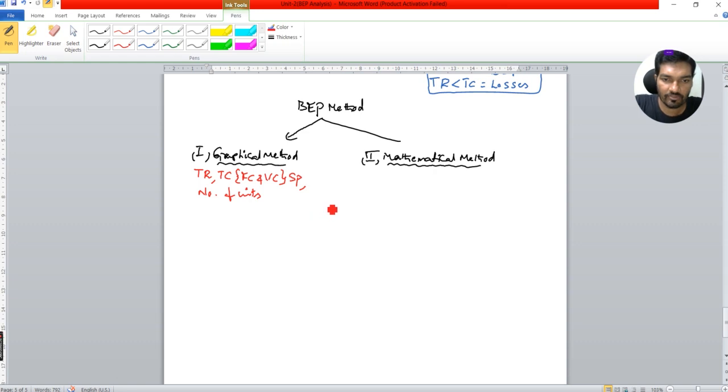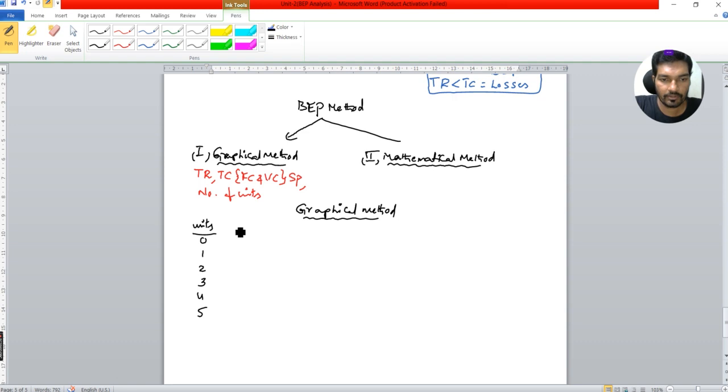So first we are using the graphical method. In the graphical method, first we have to form the schedule where units, take the units first, start with 0, 1, 2, 3, 4, 5 and so on.